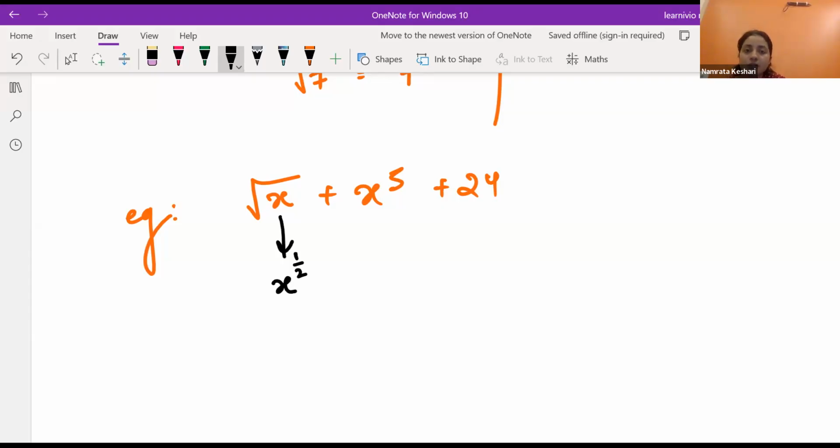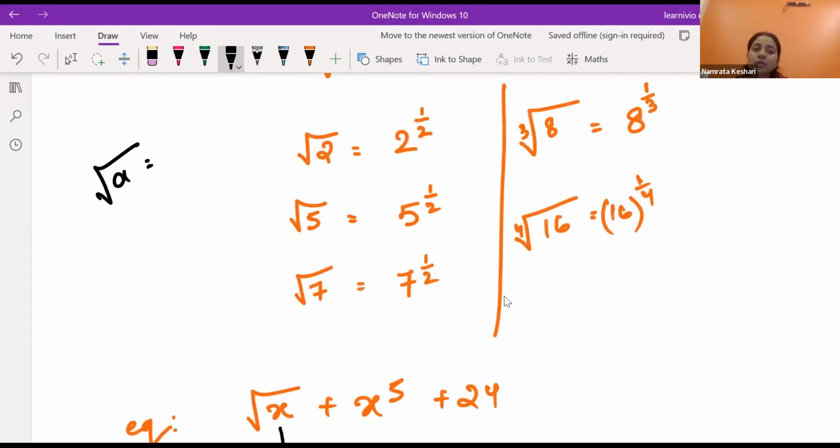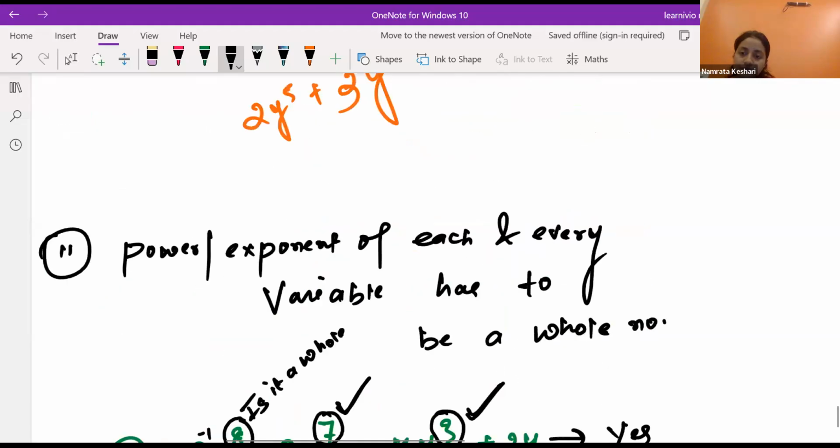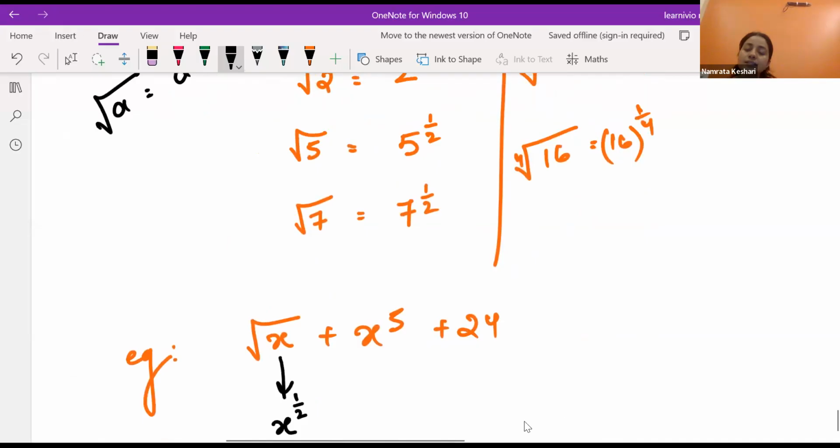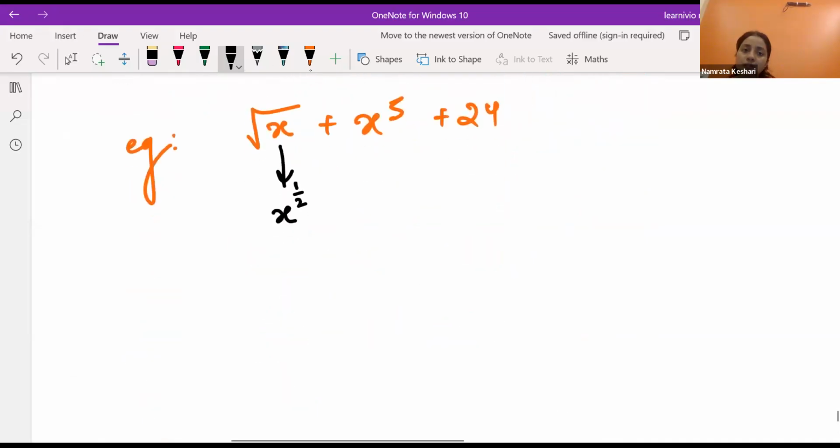Just now we were discussing this rule, that the square root of anything can be written in exponent form like this. It doesn't matter whether a number is there, or x, or a, or b. Whatever is inside the root, we can write it in exponent form like this. So if we understand this rule, then we can write root x as x to the power 1 by 2, right?